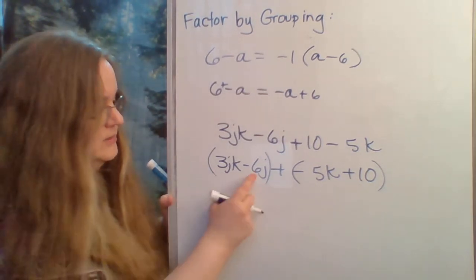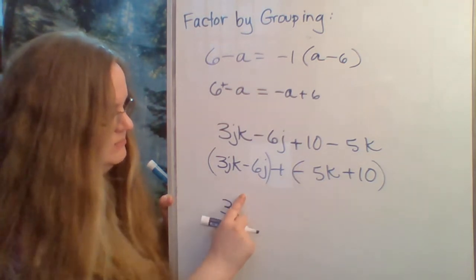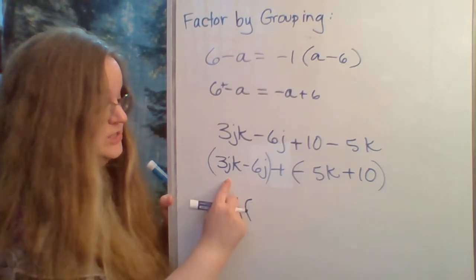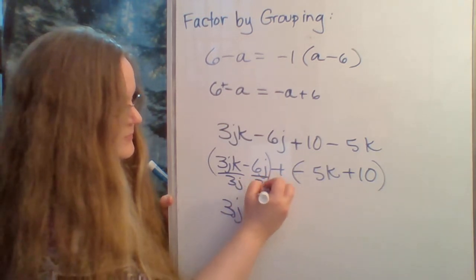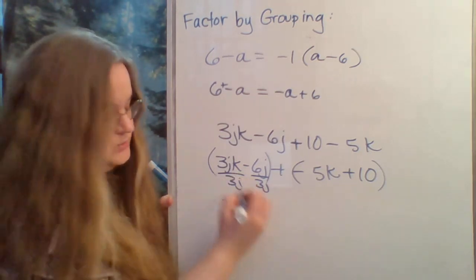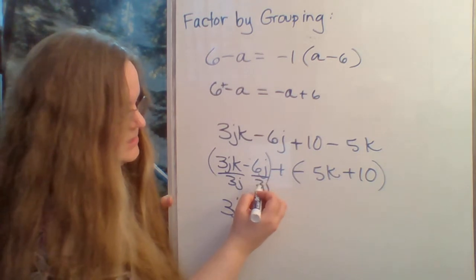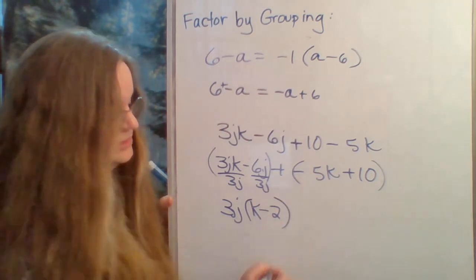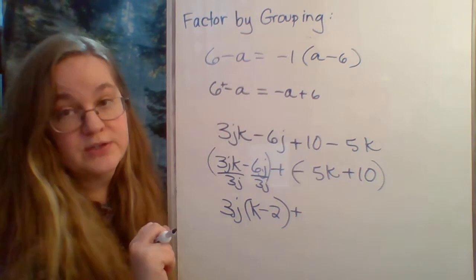I'm going to pull out, look, if I look, the GCF is going to be 3. There's a J, and a J. So I'm going to pull out 3J. So that's my GCF. There's not a K here, so I can't move that one. And so 3 divided by 3 is 1. J divided by J is 1. So I'm just left with K minus, and negative 6 divided by 3 is minus 2. And J divided by J is 1. So that's that. Plus.